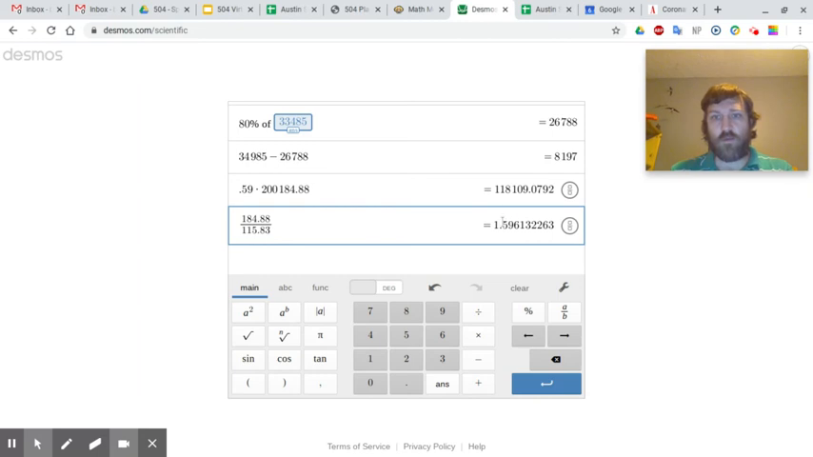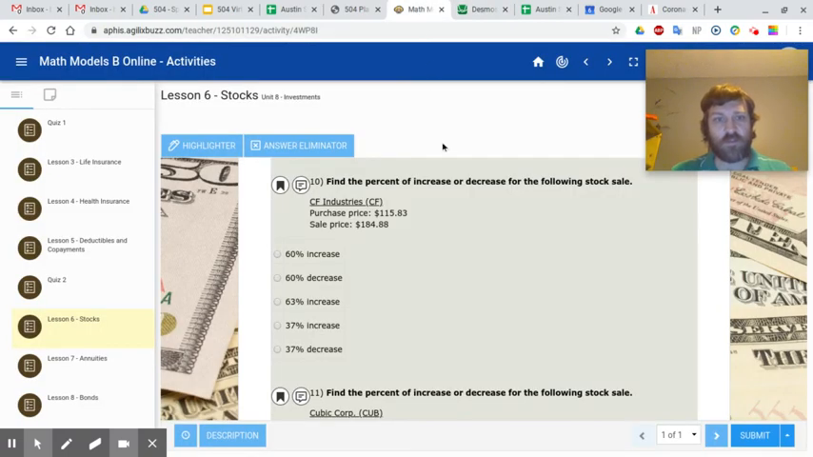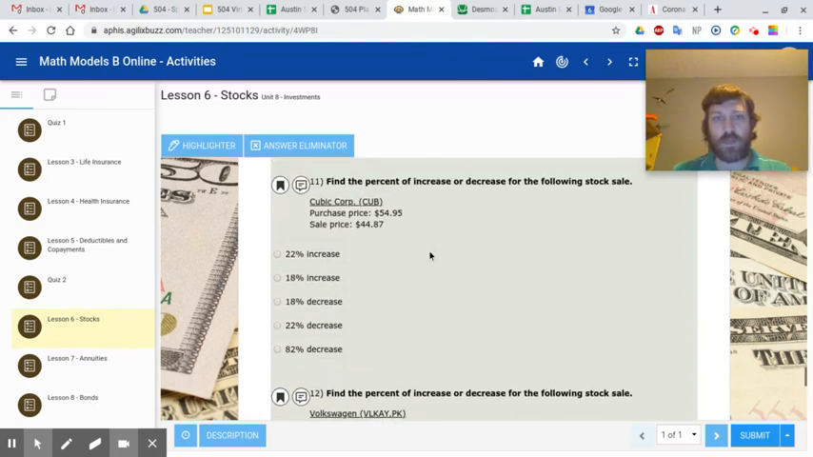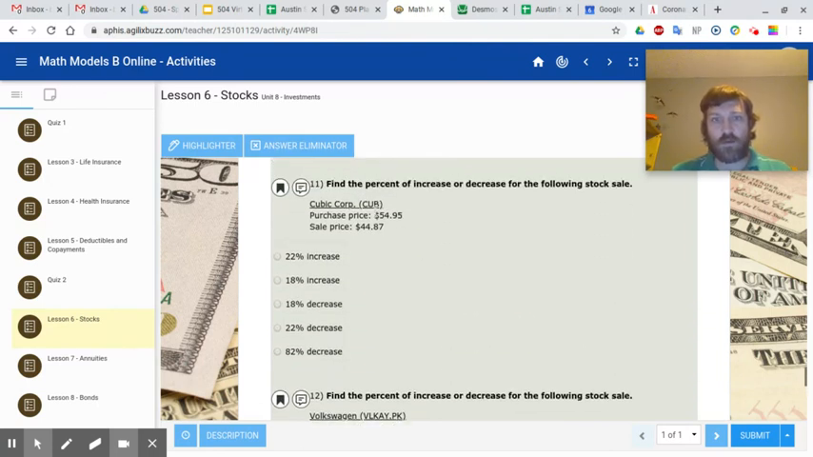So 1 is not part of the answer. It's what comes after that, because that's the percentage increase. It looks like about 60%. So it increased by 60 because the purchase price was 115 and then it went up until you sold it. So that's an increase, whereas this one's going to be a decrease. So again, do the purchase price divided by the sale price, and the percentage is going to be what's beyond that 1.